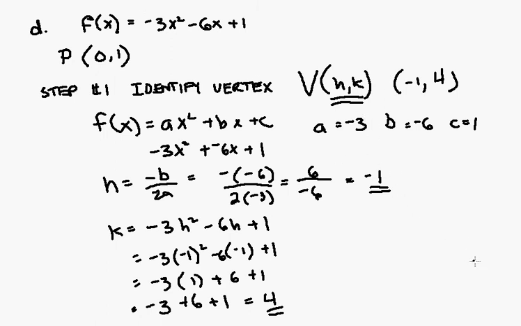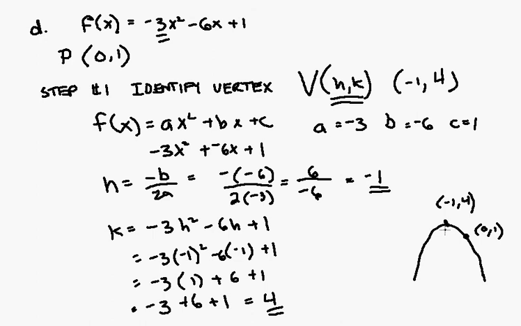Now, this parabola is going to be going down. You can think about this being a downward parabola, and the reason I know that is my a here is negative. That's the indicator. So here's my vertex. I have negative 1, 4. One of the points is 0, 1. So we know 0 is to the right, so we're over here. So here is 0, 1.